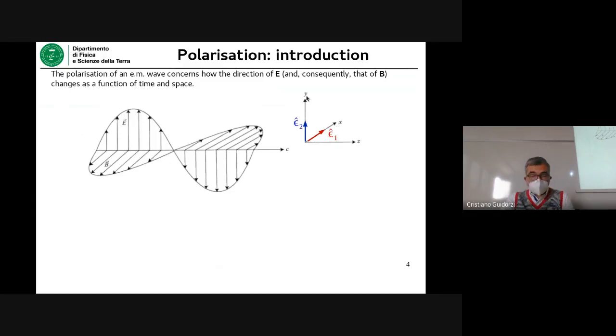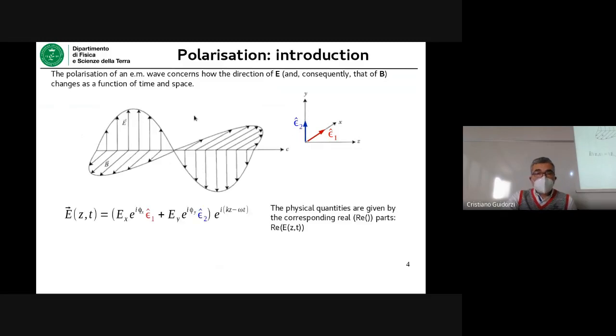In general, if we call epsilon1 the unit vector corresponding to the x-axis, I could have said i, j, but I wanted to adhere to the notation that we will see in a moment, and epsilon2 the unit vector along the y-axis, well, in general, the electric field will be a combination of both components along both directions, with its own amplitude. You call Ex the amplitude along the x-axis and Ey the amplitude along the y-axis.